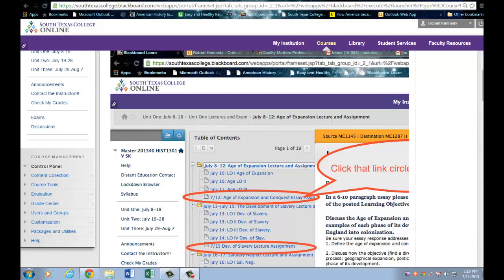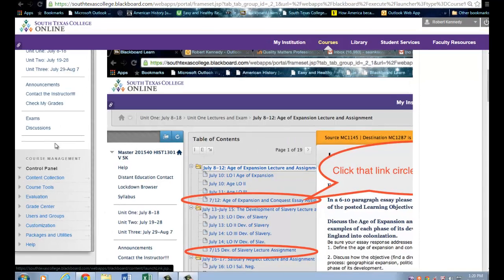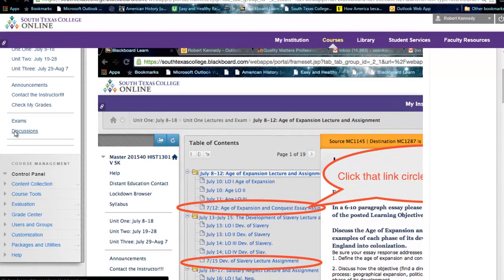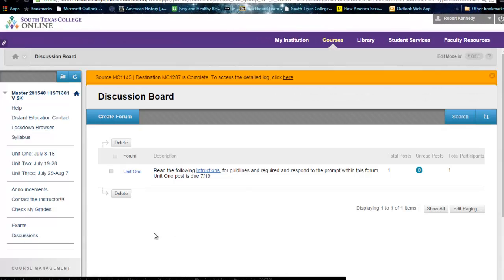because it's required to have gone through all of the lecture essays for any particular unit before you post, because the essay prompt has to be answered, has to be responded to by referring to each of the lecture essays. So let's go through this step by step so you can get a good sense of what's expected.